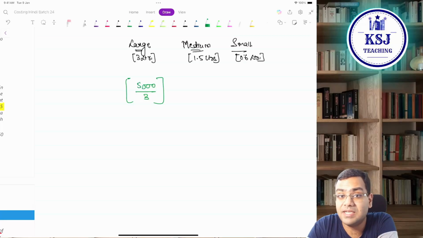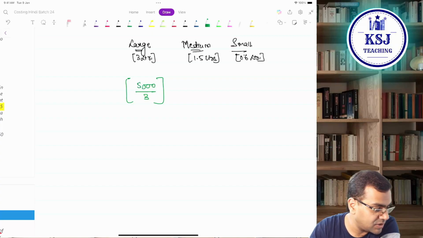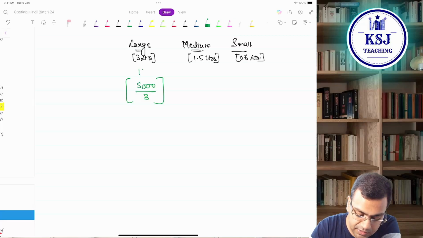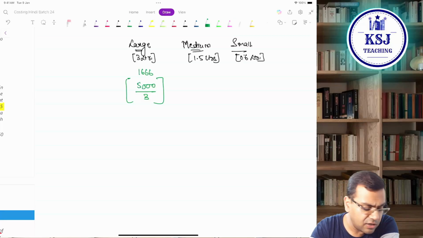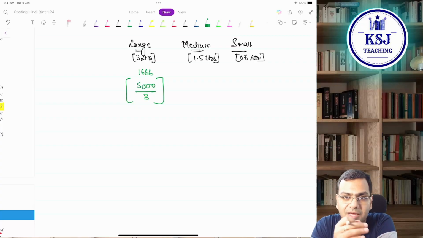Because the total batch size is 5000 liters, and one bottle is 3 liters, how many 3-liter bottles can you manufacture in a 5000 liter capacity? That will come to 5000 divided by 3, which comes to 1666. Do not take it in decimals, because we cannot make a bottle in fractions.